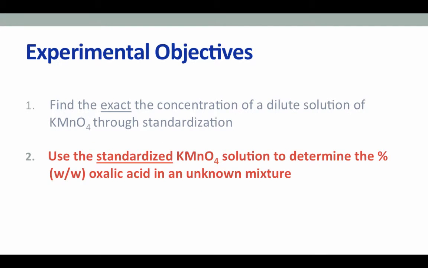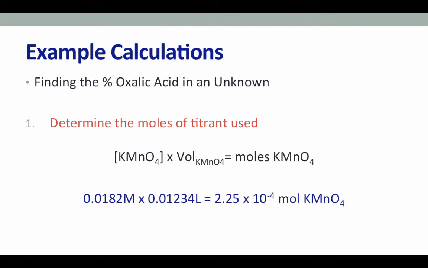In the second part of your experiment, you will use your standardized potassium permanganate solution to determine the percent oxalic acid in an unknown sample. The titrations are conducted in the same manner, and the calculations are very similar as well.